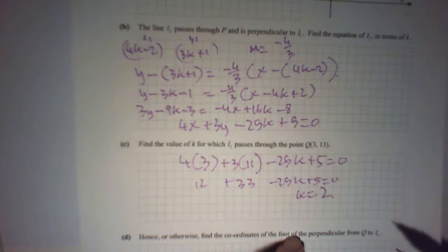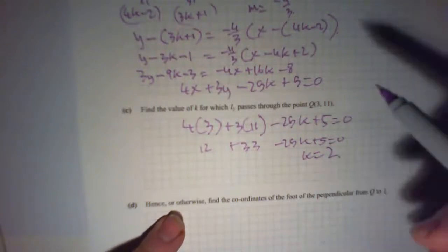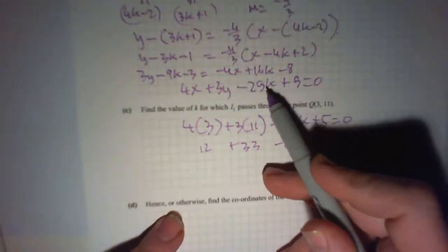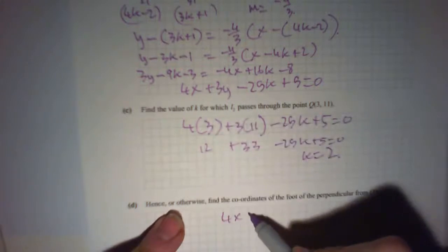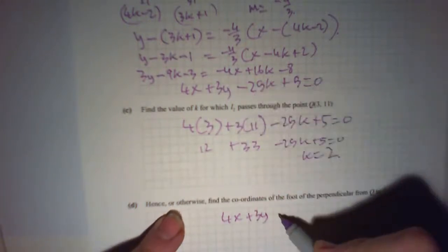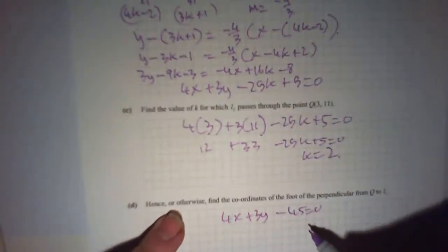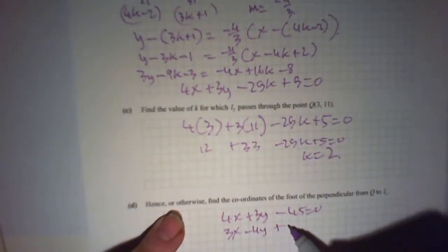Okay, hence or otherwise find the coordinates of the foot. I'm assuming what they mean is the point of intersection between L1 and L2. So let's try and work that out. Now that we know k is 2, we can pop k back up in here and get the equation, can't we? That'd be 4x plus 3y minus 50 plus 5, which is minus 45, equal to 0. And then the other one was 3x minus 4y plus 10, wasn't it?